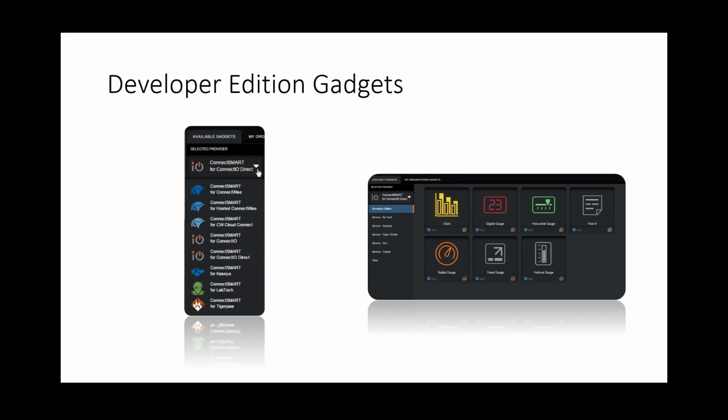So when you're in your gadget creator and you select the data provider, whether it's ConnectWise or ConnectIO Direct or LabTech, there are some categories there like service and personal productivity, but there's also Developer Edition. And Developer Edition is where we store the template gadgets that you can use to prepare custom gadgets. And this screenshot is just showing you an example of what you would see in the creator once you navigated to that menu.